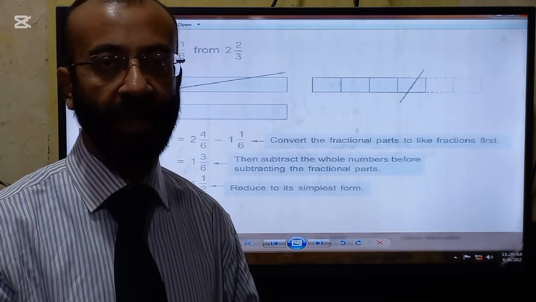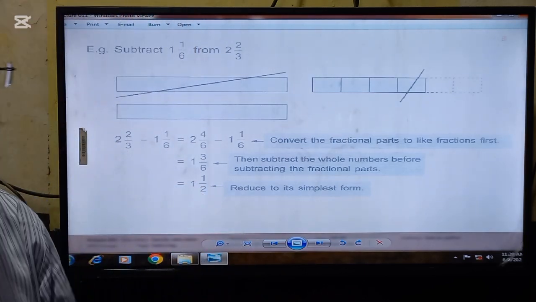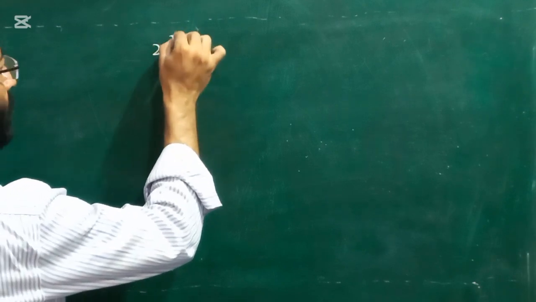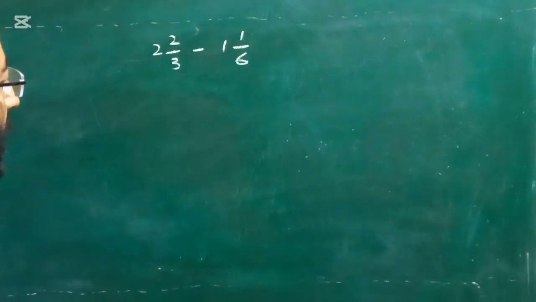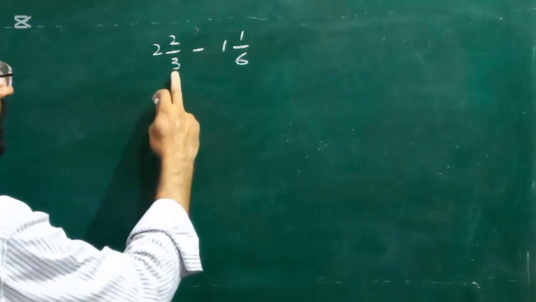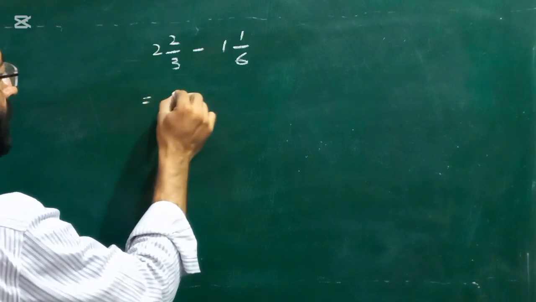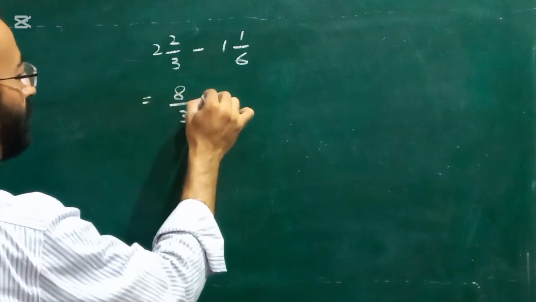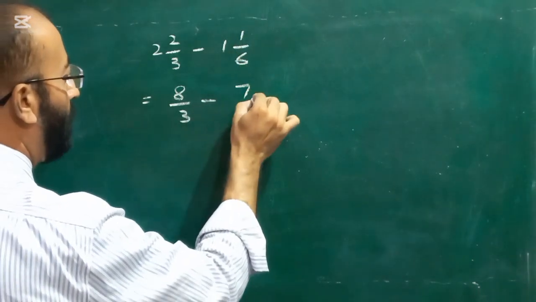Now we will solve the same question by the other method, called the direct method. The question is 2 whole number 2 by 3 minus 1 whole number 1 by 6. Multiply the denominator with the whole number part and then add the numerator. So 3 twos are 6 plus 2 is 8 by 3, and the minus sign stays as it is. Now the same thing: 6 ones are 6 plus 1 is 7 by 6.